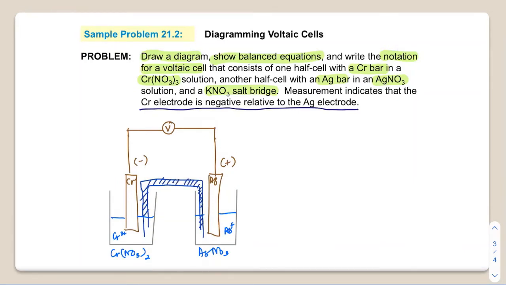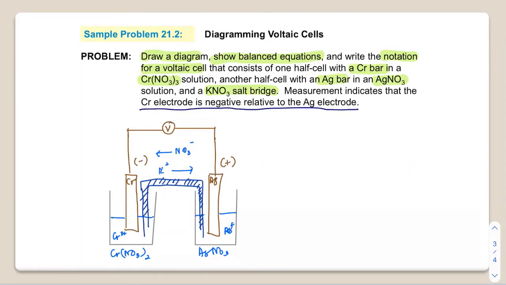The salt bridge that we use is the potassium nitrate. We have a potassium ion and nitrate ion that will neutralize or balance the ions in both of the beakers. The K plus goes to the cathode, while nitrate will go to the anode.